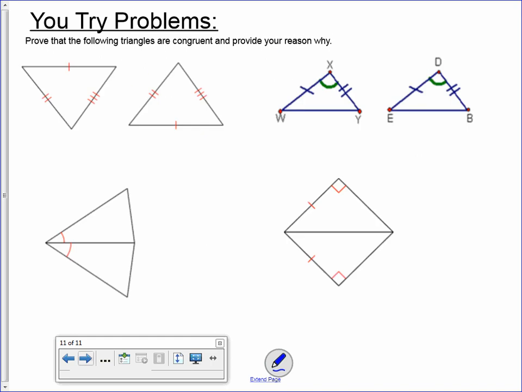At this point, I would like you to pause the video and practice these 4 questions and prove that these 2 triangles are congruent. And if so, tell me the reason why. If you feel that they are not congruent, then you will write not congruent. Please pause the video now, and when you are done, you may hit resume, and we will go over the answers.